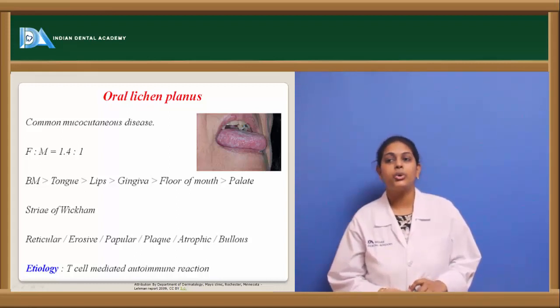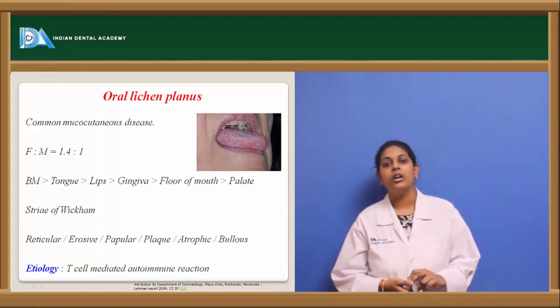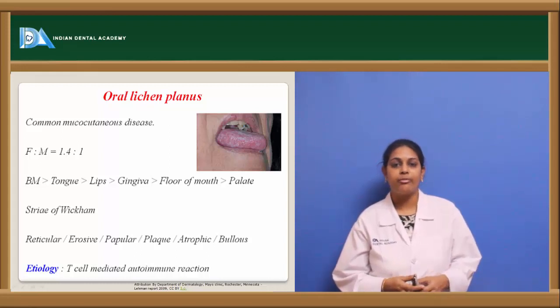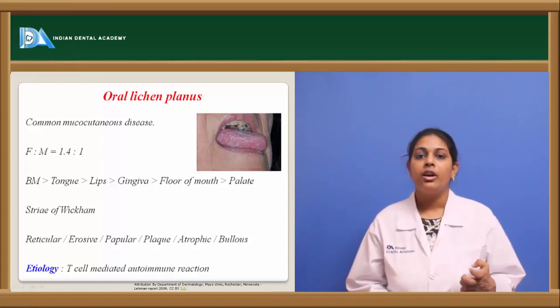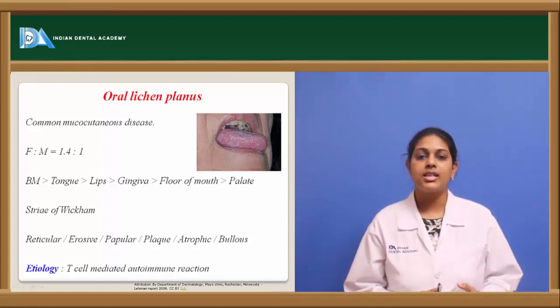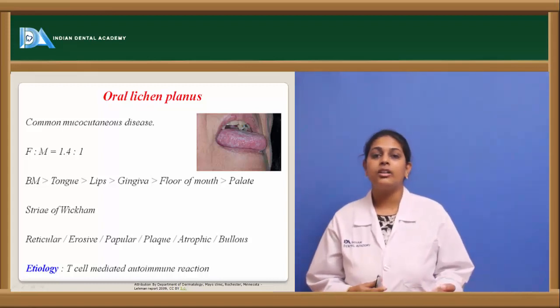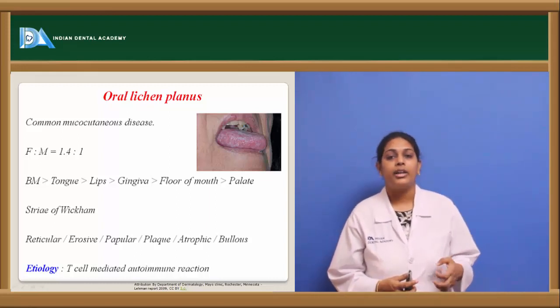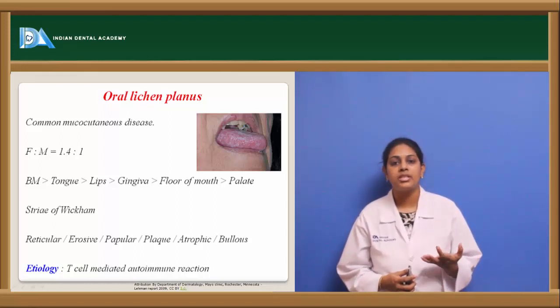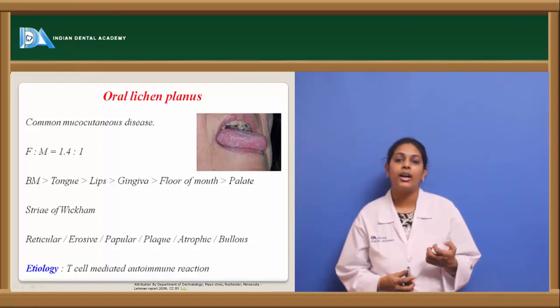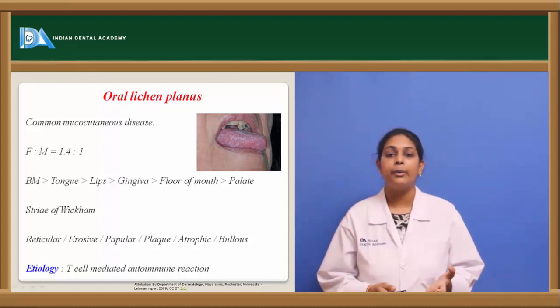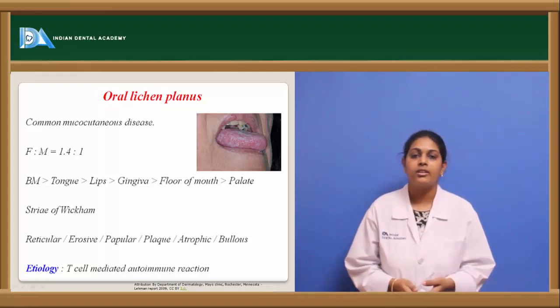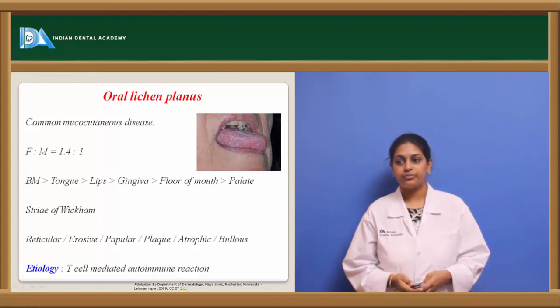Coming to the etiology, it is usually of unknown etiology, but based on certain investigations, it has been observed that it is a T-cell mediated autoimmune reaction. That is, autoantibodies are formed against certain keratotic cells or epithelial cells, the squamous cells which contain keratohyalin. So this could result in a T-cell mediated autoimmune reaction and result in oral Lichen Planus.